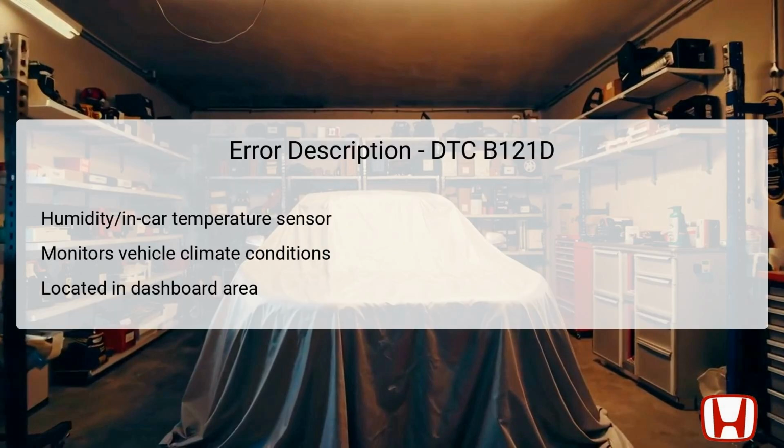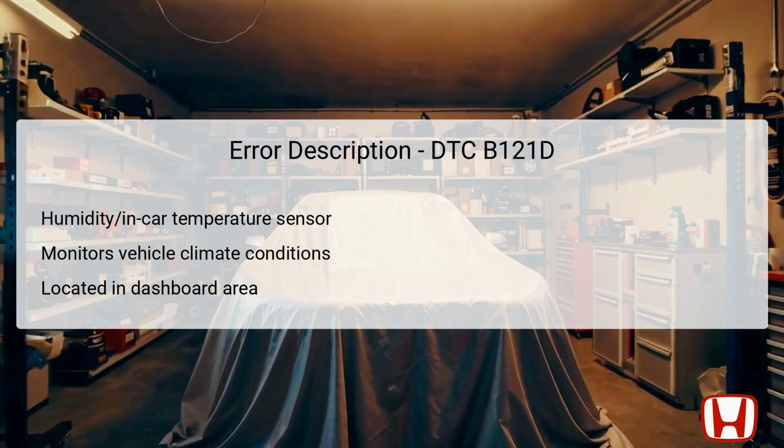The humidity and car temperature sensor is essential for monitoring climate conditions within the vehicle. Located within the dashboard area, this sensor detects both humidity and temperature, allowing the vehicle's climate control system to adjust accordingly. The sensor communicates its readings to the climate control unit, informing it when to activate or deactivate the heating or cooling systems based on the current interior conditions.